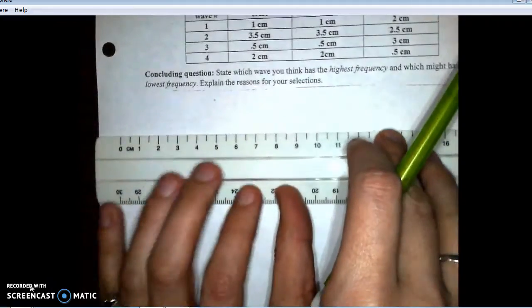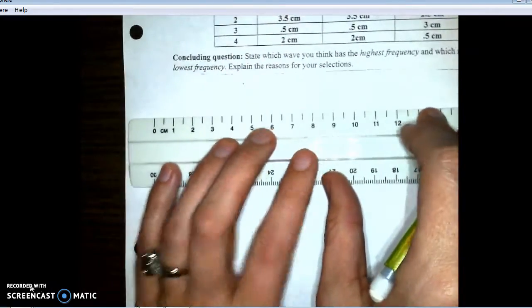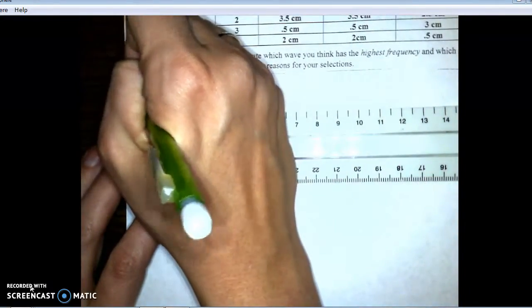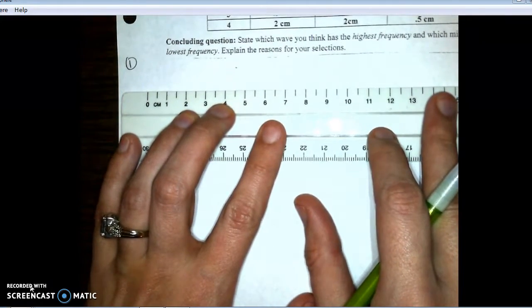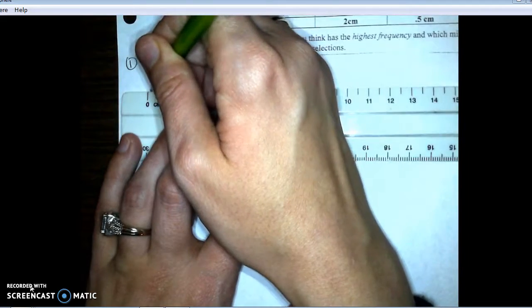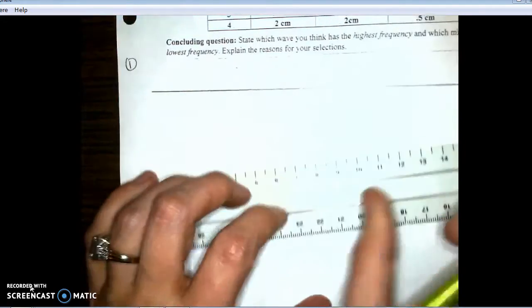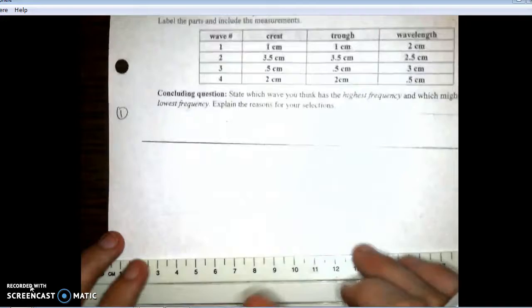Before I do anything, remember that on Friday when we were working with waves, they all have a line down the middle, and that line represents the medium. So I'm just going to draw a line down the middle. Use your ruler to make a straight line.